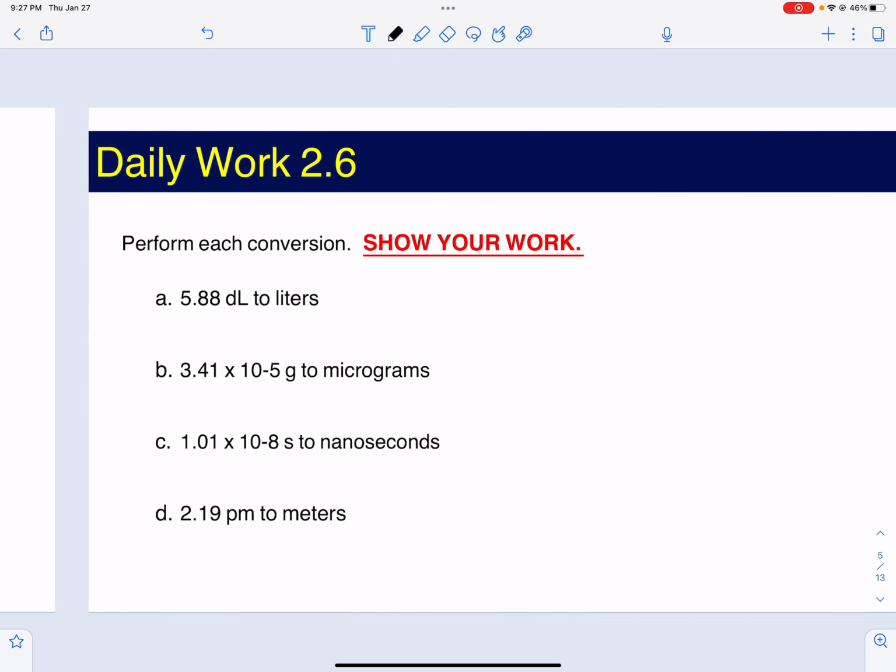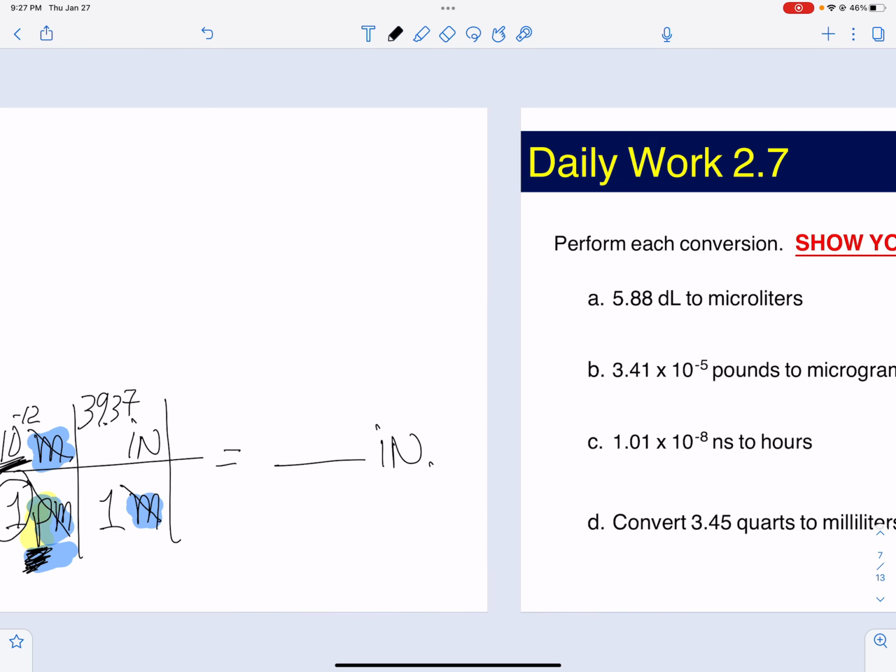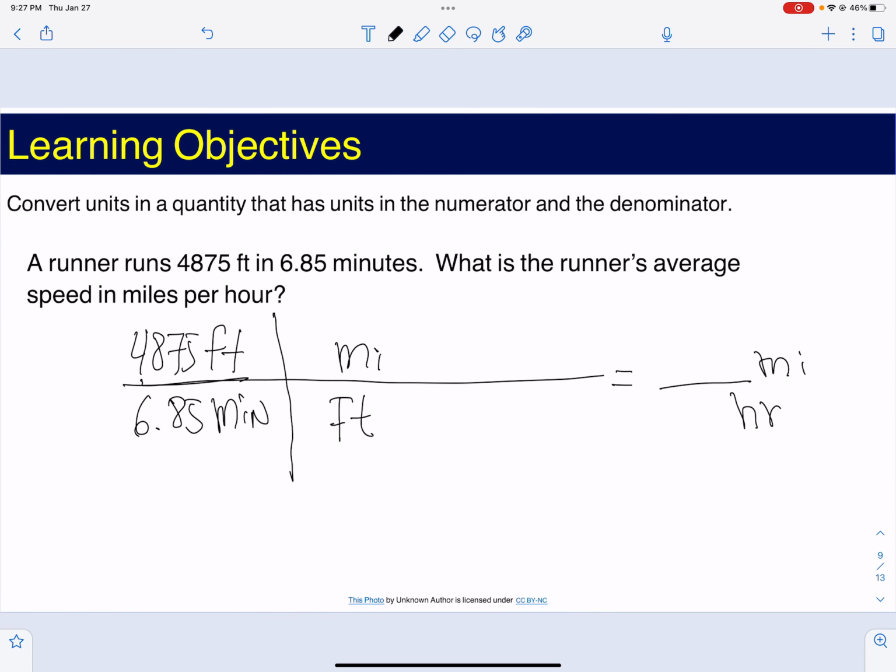How many feet in 1 mile? 5,280 feet. 5,280 feet in 1 mile. Thank you, Siri. So like I said, during the test, you will have a table with a lot more values than the one I just showed you before.